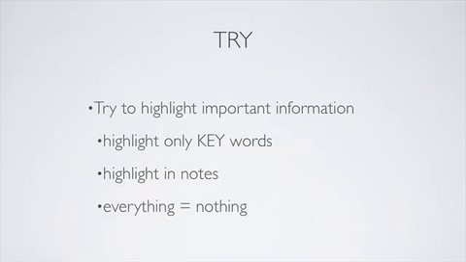And never highlight everything. The idea behind the highlighting is to identify the most important information. If you highlight everything, you're not going to be able to pick up the most information. So everything equals nothing, right? If you've highlighted everything, then nothing is highlighted because everything is yellow. So be careful. Try to highlight the important information only. Too many times we write way too many things, and then it's difficult to sort out what is important and what is not.